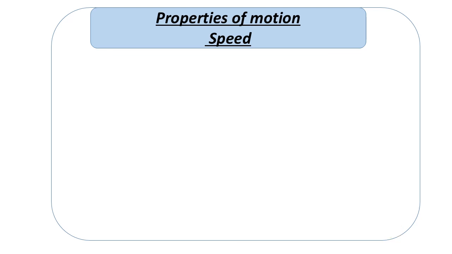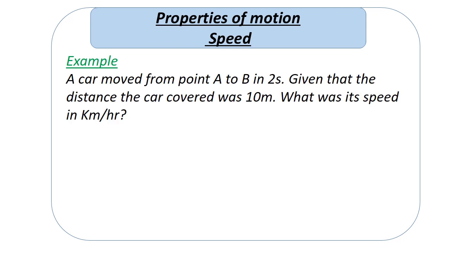So let's take a look at another example, which is the same as the previous example, but with one change. A car moved from point A to point B in 2 seconds. Given that the distance the car covered was 10 meters, what was its speed in kilometers per hour? These are the kinds of questions I like to bring during an exam. The difference between this and that one is they want the speed in kilometers per hour, not in meters per second like the one we got. So how can we do that?